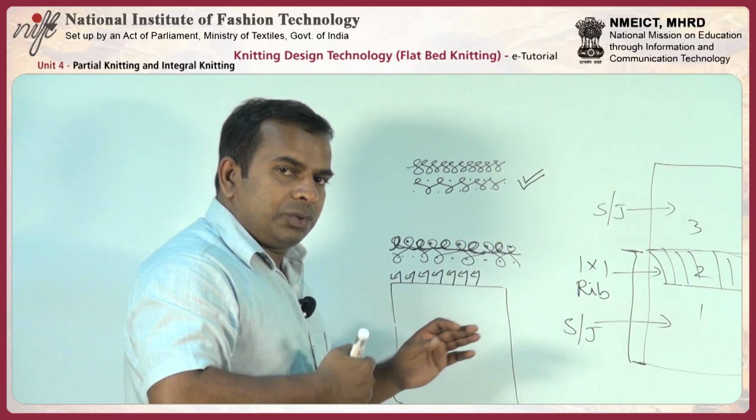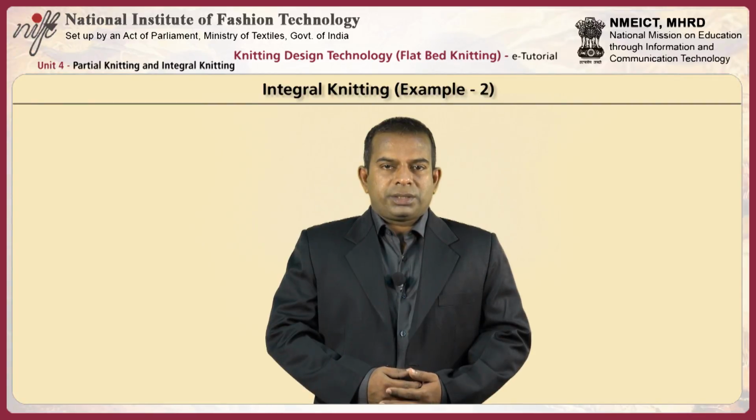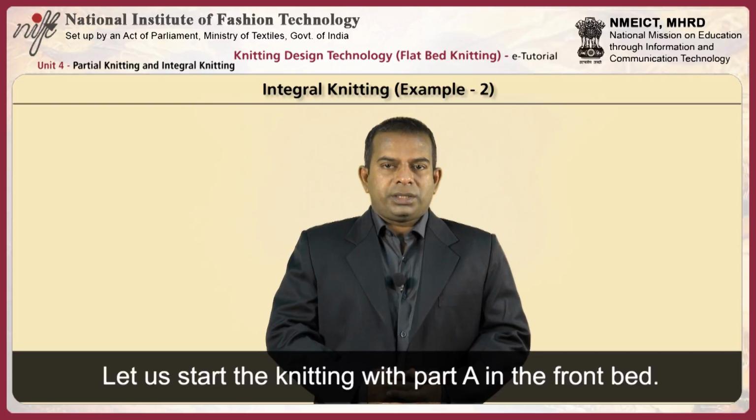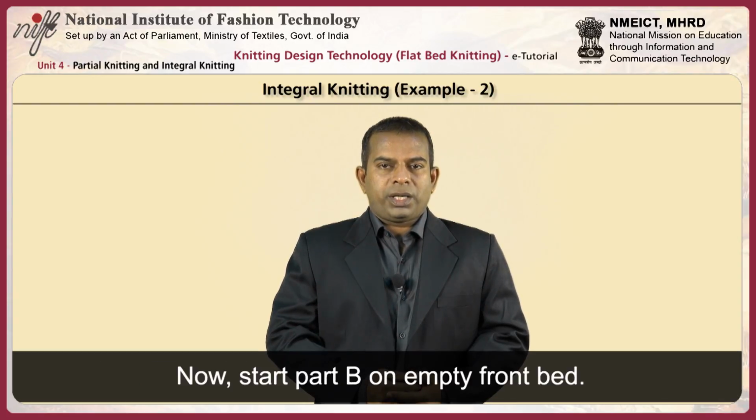Let's look at another example. This time all the parts are to be knitted with the front bed only. Let us start the knitting with part A in the front bed, complete the knitting of part A, then transfer to the back bed. Now start part B on the empty front bed.